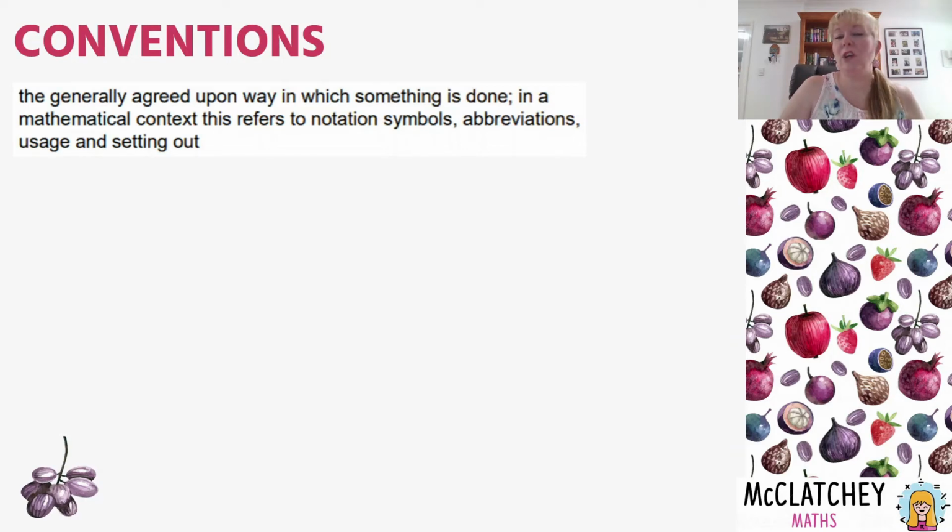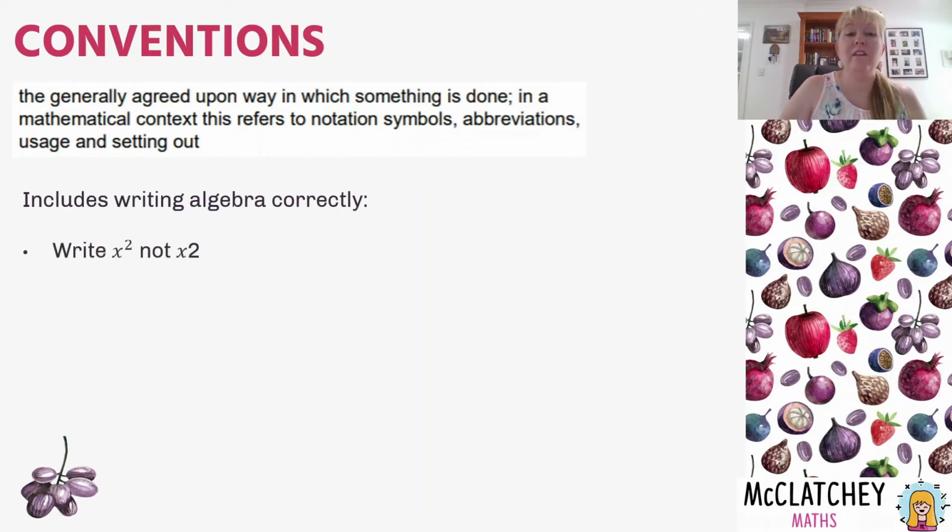And this is the general agreed way that something is done. So for mathematics, that's all about the symbols, the abbreviations, the usage, and the way we set out our working. So some conventions we have in mathematics include the way we write algebra. For example, we write x squared, not x with a big 2. So we use what's called a superscript, which is like a power or index, not the big number next to it. So we need to be very careful that we write using the equation editor correctly.